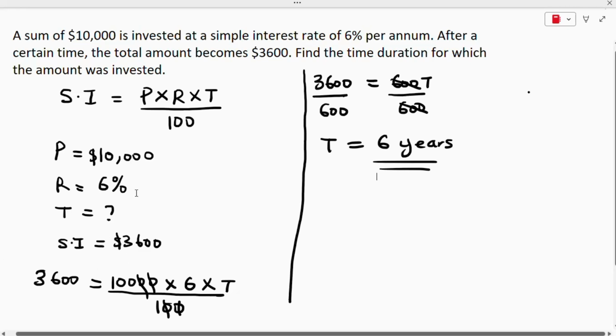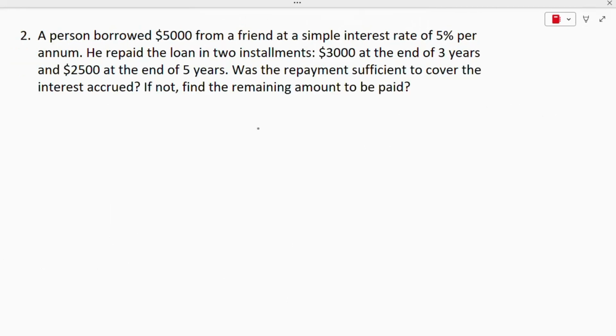So let's take a look at the next question right here. We have this question that says, a person borrowed $5,000 from a friend at a simple interest rate of 5% per annum. He repaid the loan in 2 installments, $3,000 at the end of 3 years and $2,500 at the end of 5 years. Was the repayment sufficient to cover the interest accrued? If not, find the remaining amount to be paid.